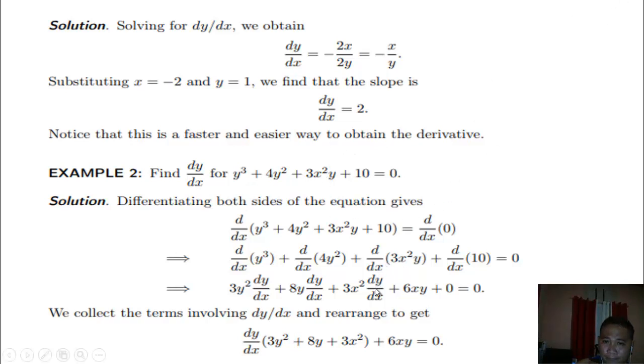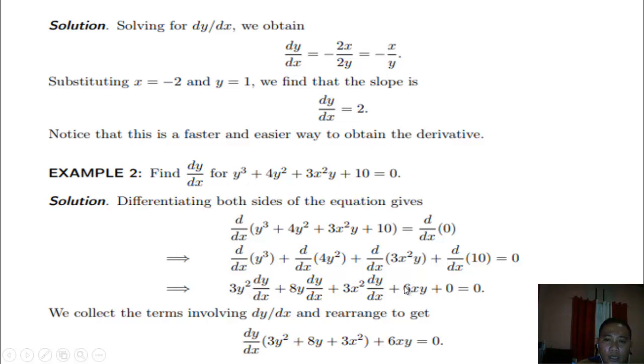Ayan siya. Now, ito naman ay i-derive. Ito na naman ang kukopyahin. So, this is 6x times y. Oh, yan. Wala siyang dy dx kasi in terms of x siya. Plus 0 equals 0. And then, you've got 3y squared dy dx, 8y dy dx. Then, i-factor ang dy dx, yun siya. This is 3y squared plus 8y plus 3x squared.